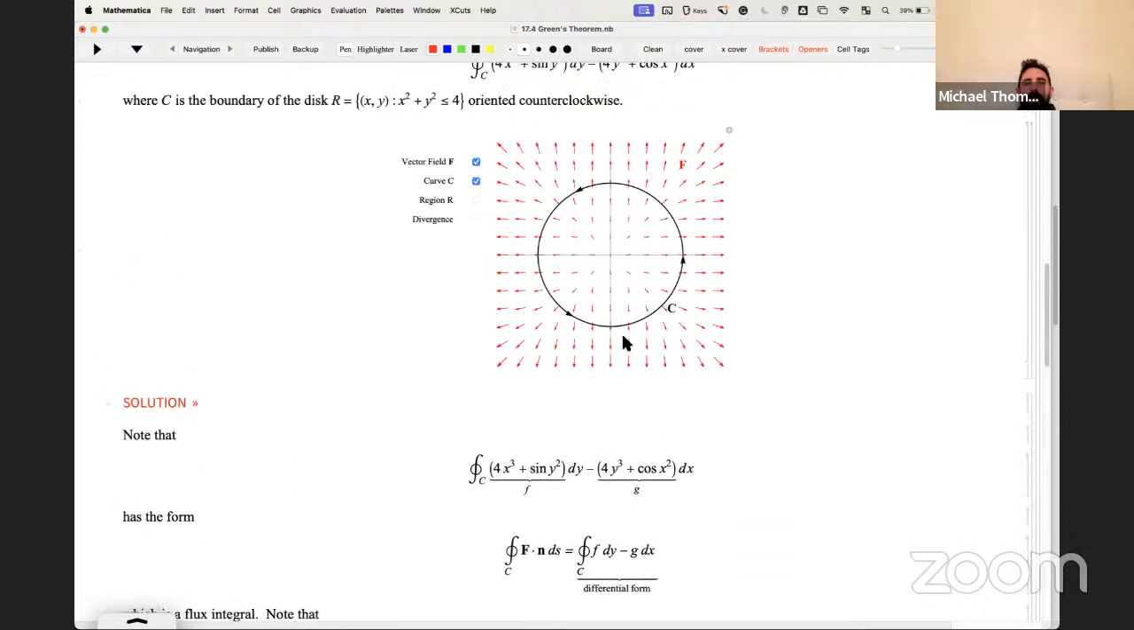All right. So again, what Green's theorem is saying here is that if you want to find the flux on the boundary, it's sufficient to find the accumulation of the divergence at every point inside, and you'll get the same result. Is that all right?